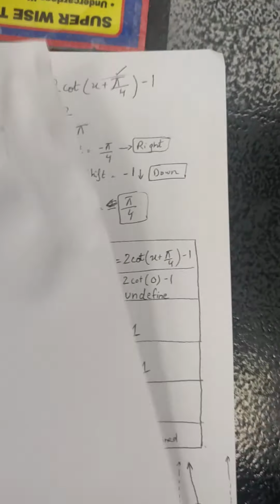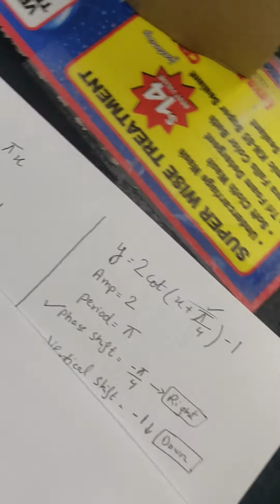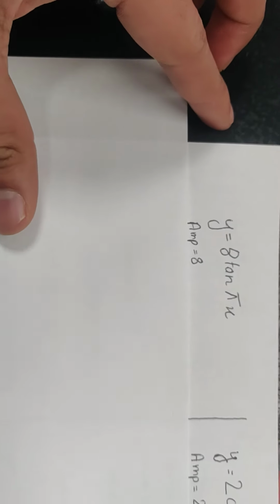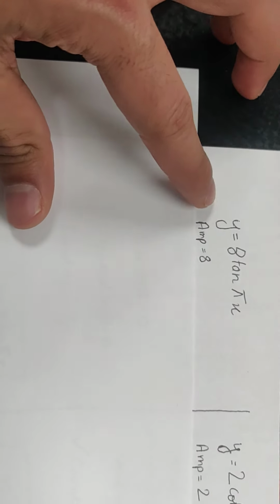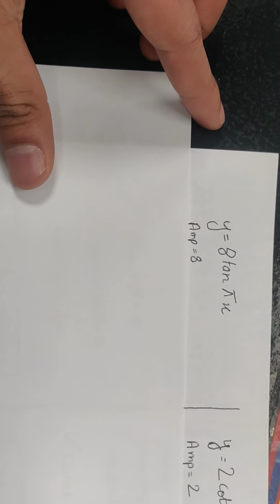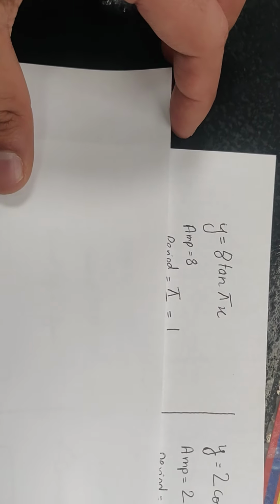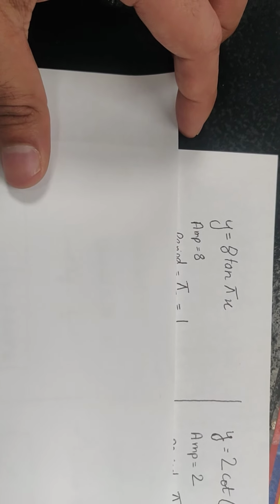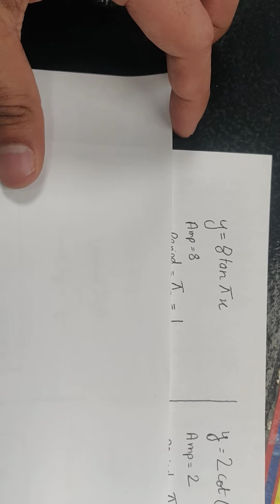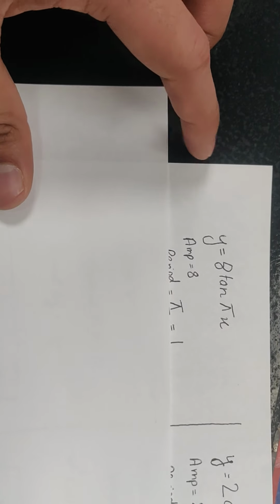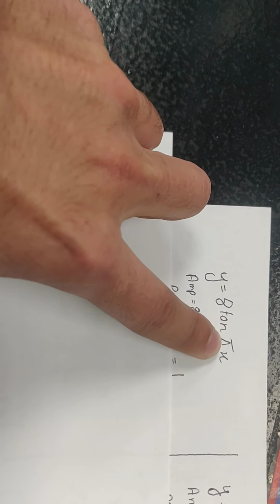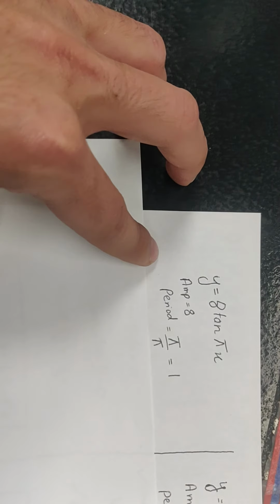I'll give you an example of that. That is really easy. If we take y equals 8 tan(pi x), the amplitude is 8, the first thing in front of the function, and we have to find the period. We know tan and cotangent have a period of pi, so we divide the period, which is pi, by the b. Here in front of x it is pi, so pi divided by pi is 1.